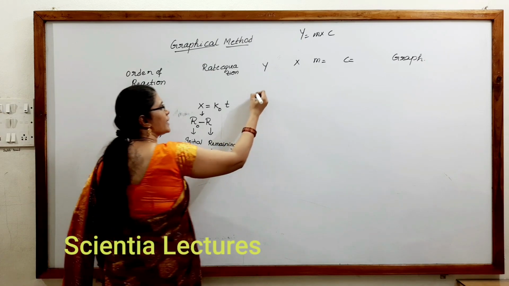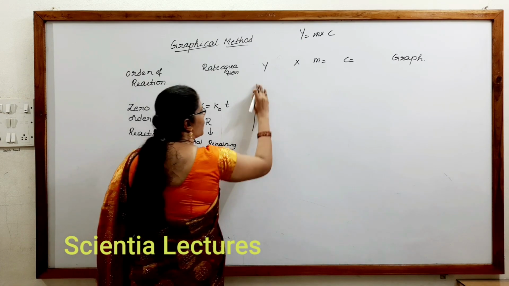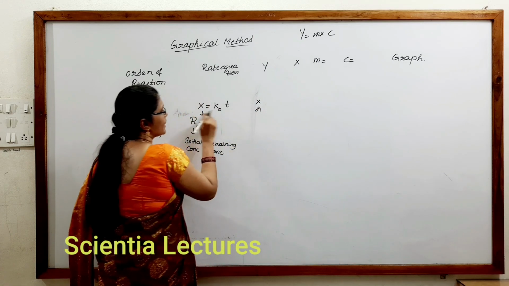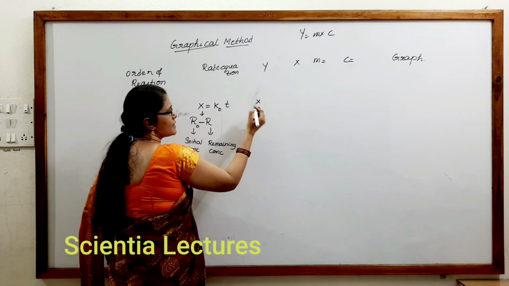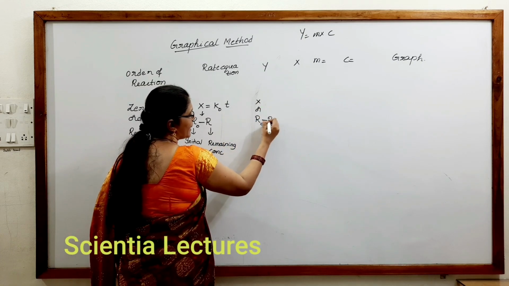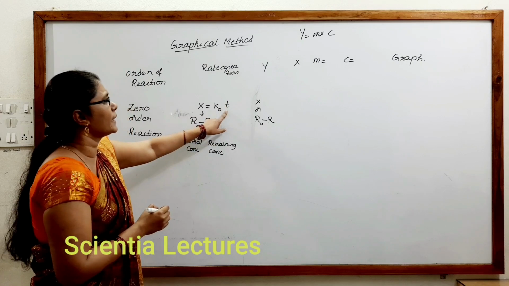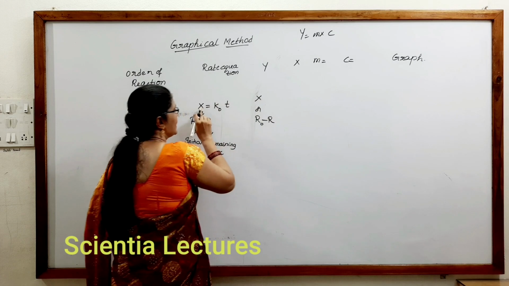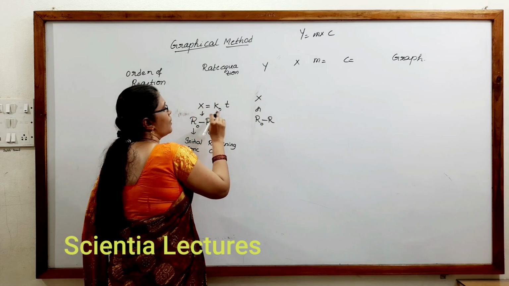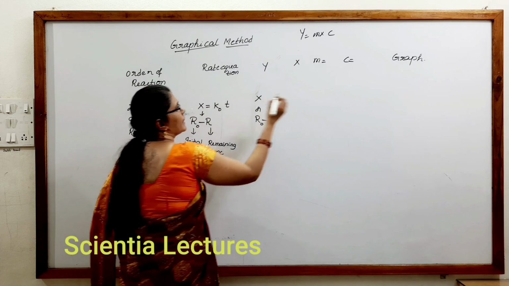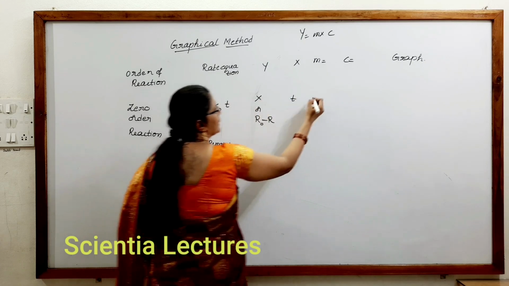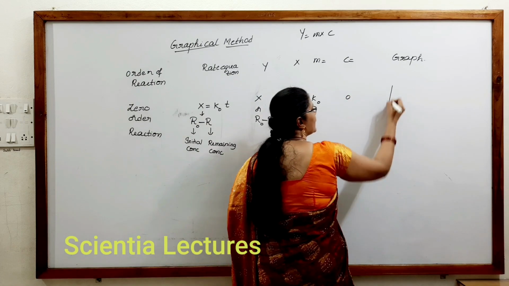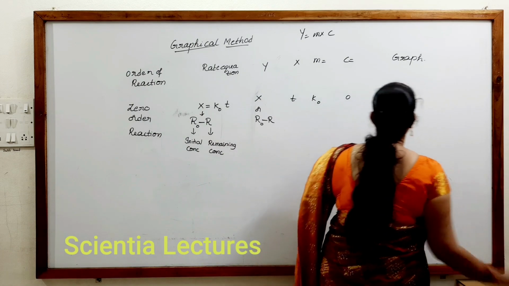So what is to be taken in the y-axis? In the y-axis we should take X or R naught minus R, y equal to mx plus c. What is to be taken in the x-axis? We have taken the graph before. Here in the y-axis we have to use X, the reacted amount. In the x-axis, T. What is its slope? K naught. What is the y-intercept? 0. How we will get the graph? We have seen already.